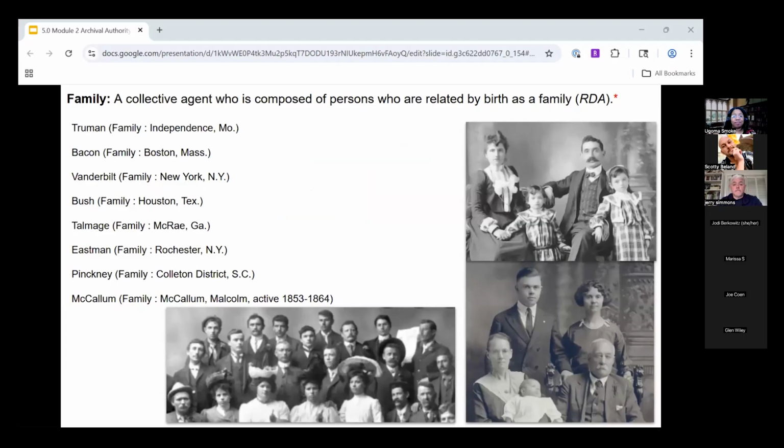Finally, we have family entities. It's worth mentioning that family names, by their very nature, can be very vague, especially when considering common family names. For this reason, family name headings must always include qualifying elements, like a geographic designation or the name of a prominent family member. Please note the general pattern for family names: the surname, a qualifier, usually the family qualifier, and then a geographic place name or the name of a prominent family member.